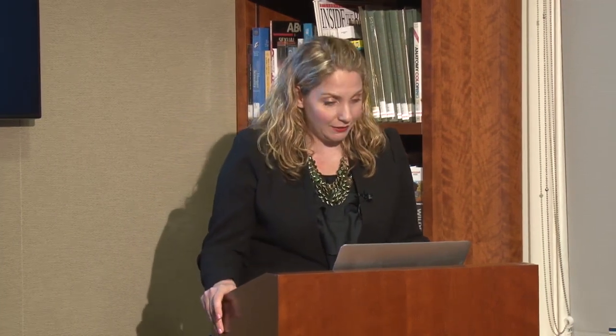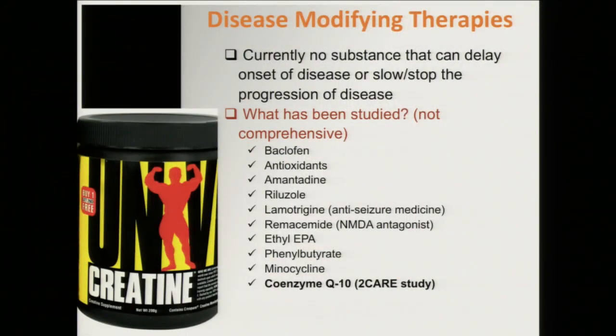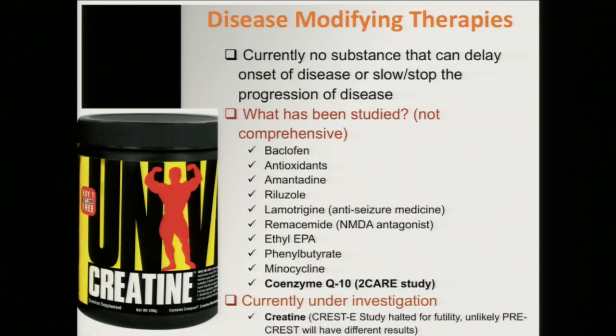So, we unfortunately do not have a cure for this disease, and we don't have anything to slow the progression of disease down yet. We have looked into many, many, many substances at this point. This is not a comprehensive list, but this is a number of things that we've looked into. And unfortunately, we haven't gotten great results. We were hopeful about coenzyme Q10 that showed a trend. And so now we're doing a follow-up study called the 2CARE study to see if it can be helpful. In addition, creatine was studied in the CREST-E study, and unfortunately the study was stopped due to futility.